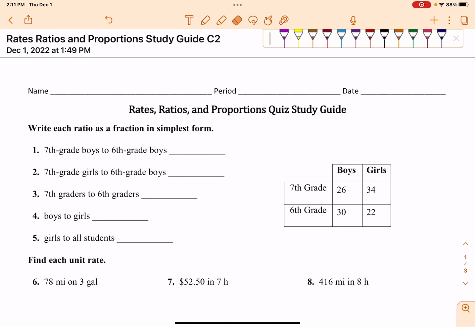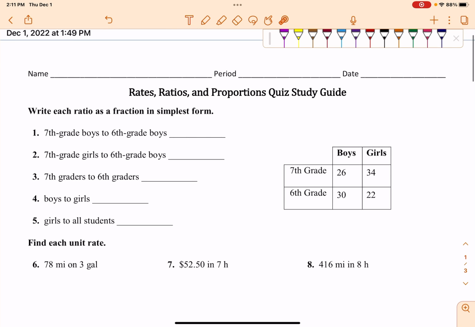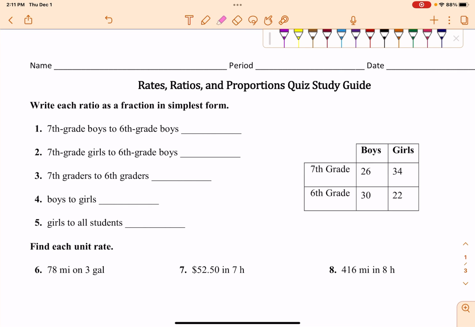Hi guys, we're going to take a little bit of a review. We're talking about three components of this unit, which talks about rates, ratios, and proportions. I know this says quiz review, but I'm not really worried about that. I wanted something short that had some examples that we could use in there.